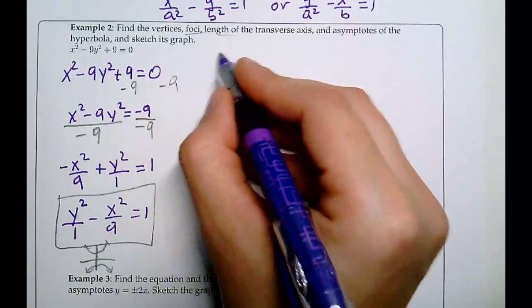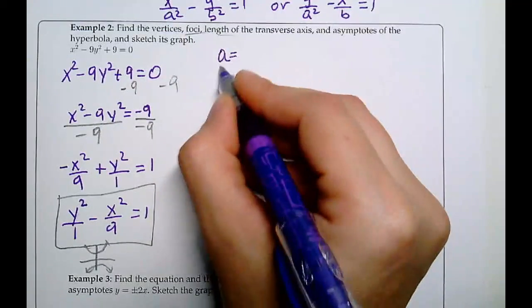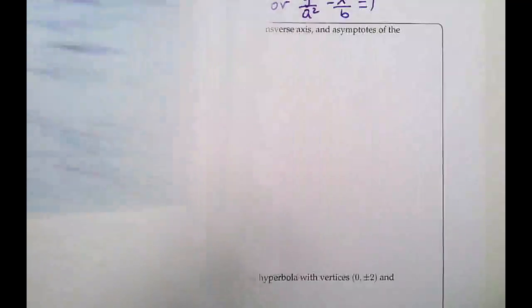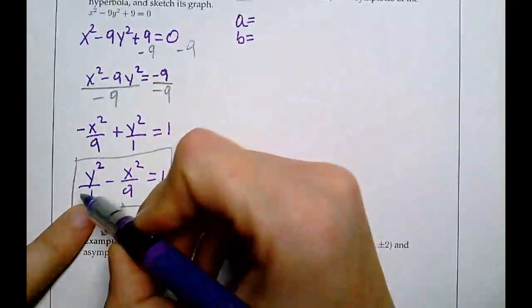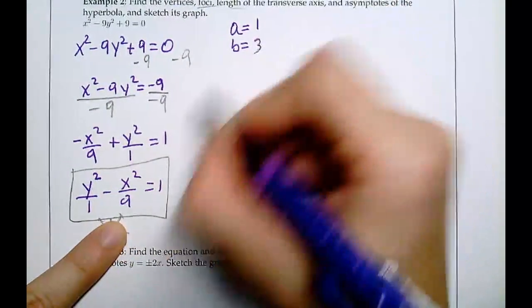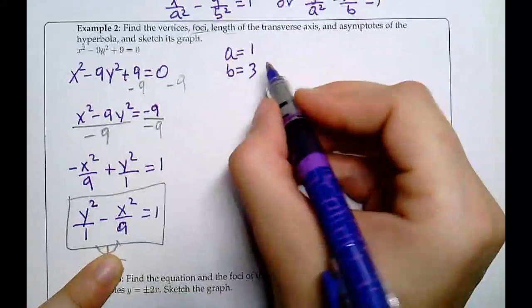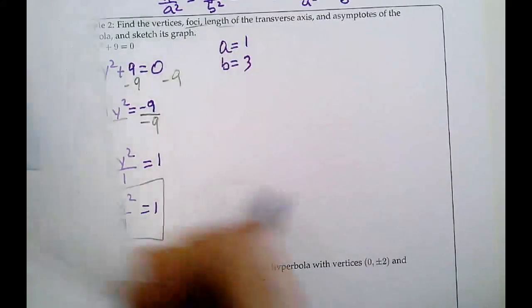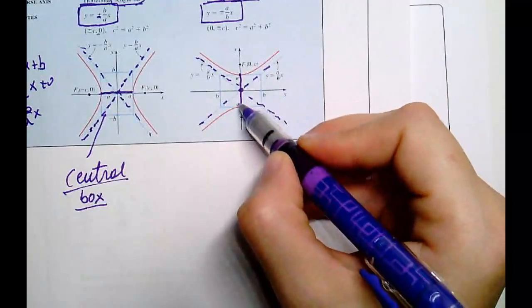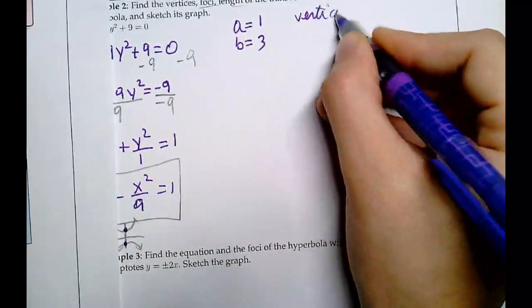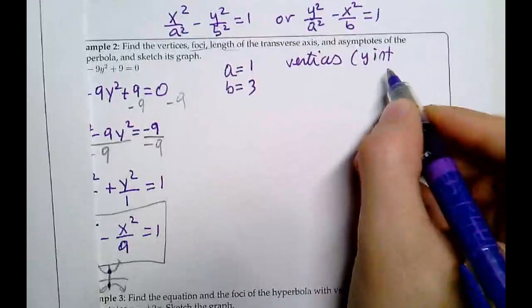So let's find the vertices. So first of all, what's my A and what's my B? Well, A is the coefficient that comes with Y, and B comes with X in this case. So A is 1 because A comes with Y, and B is 3 because 3 squared is 9. Okay, so then recall that the vertices are on the y-axis now. So the A represents the y-intercept now. So the vertices are the y-intercepts.